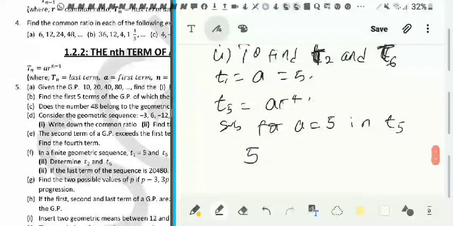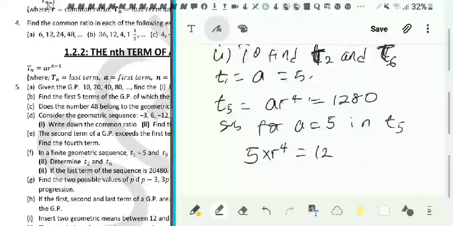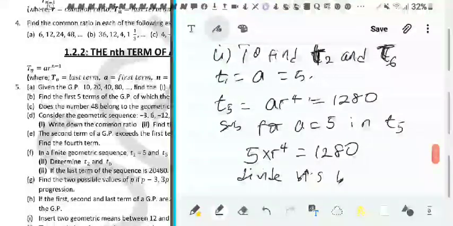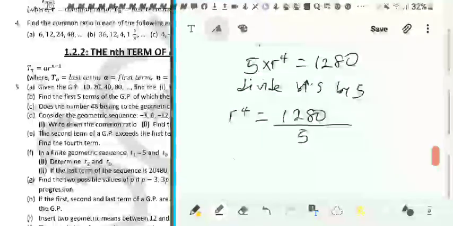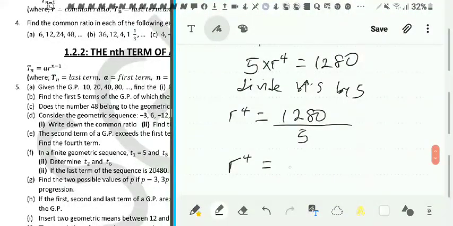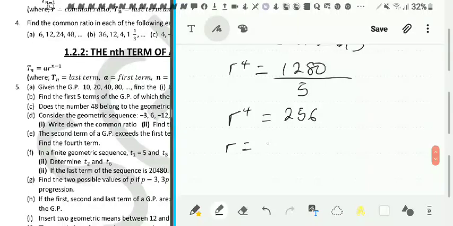So what are we going to be having? We're given T5, this one is 1280. So 5 times R raised to the power of 4 equals 1280. Divide both sides by 5. So you have R raised to the power of 4 equals 1280 divided by 5, so R raised to the power of 4 equals 256. Then R equals what? This one now you can take the fourth root straight away. Take the fourth root of 256.